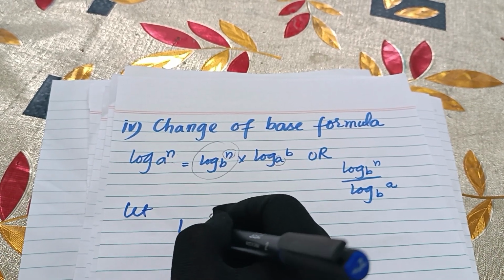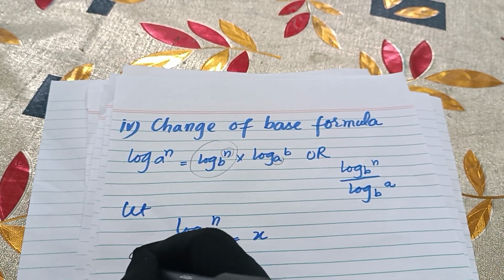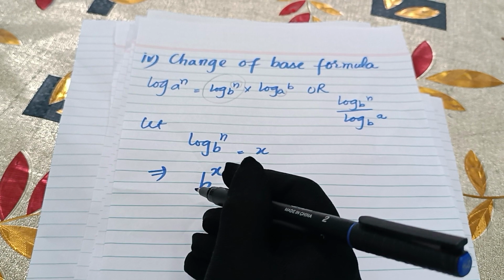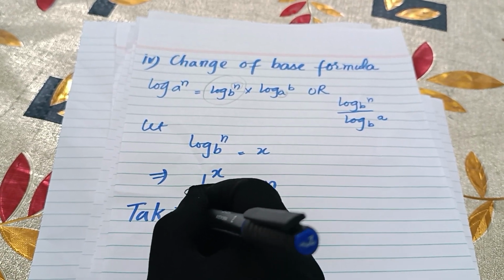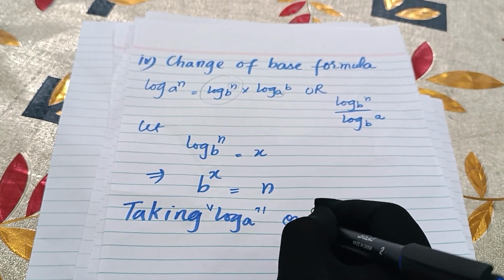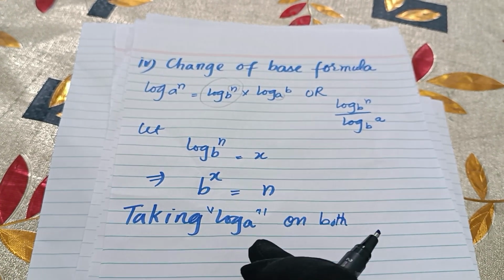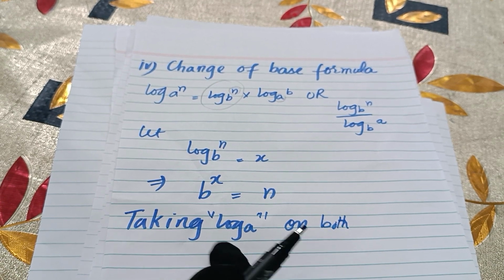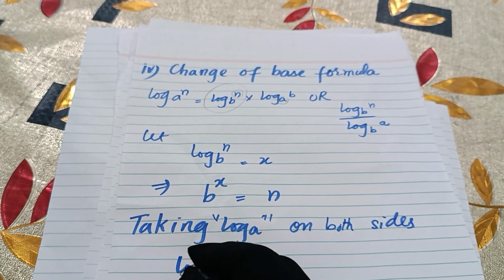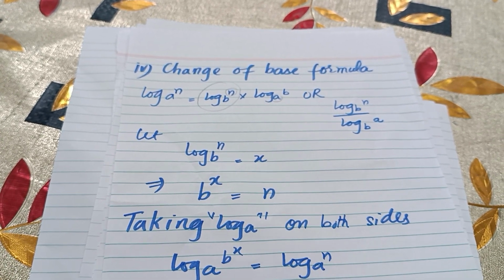Let log of n with base b be equal to x, such that when you change it into the exponential form, b^x will be equal to n. Now take log with base a on both sides. We are not changing this from the exponential form to log form; we are taking log with the base a on both sides. These are the different steps which we are doing in this theorem only. Log a on this number b^x and log a on this number n.